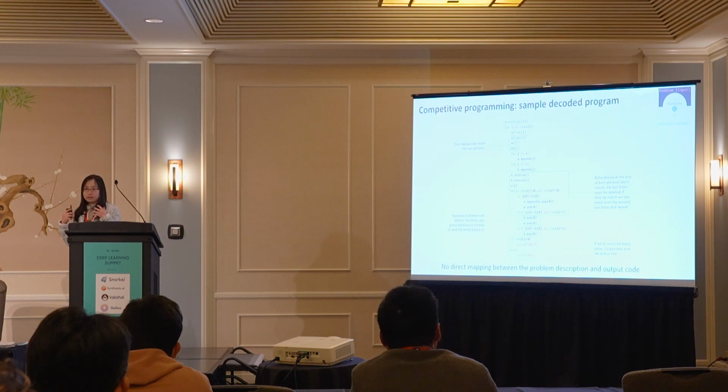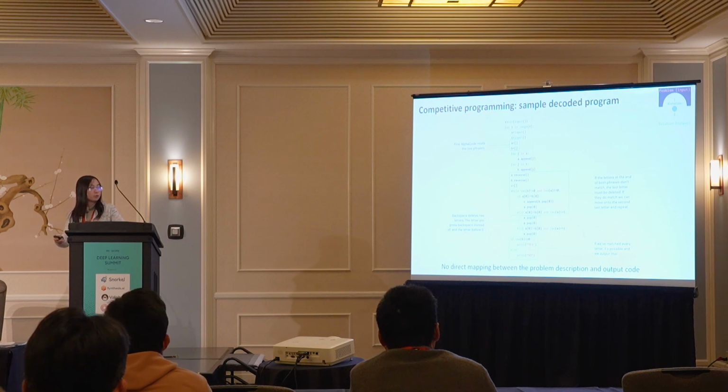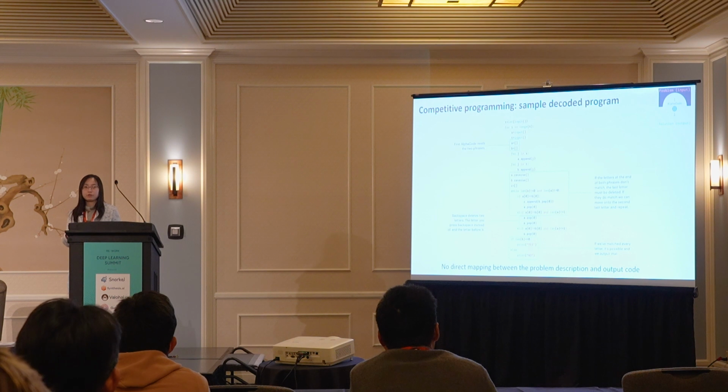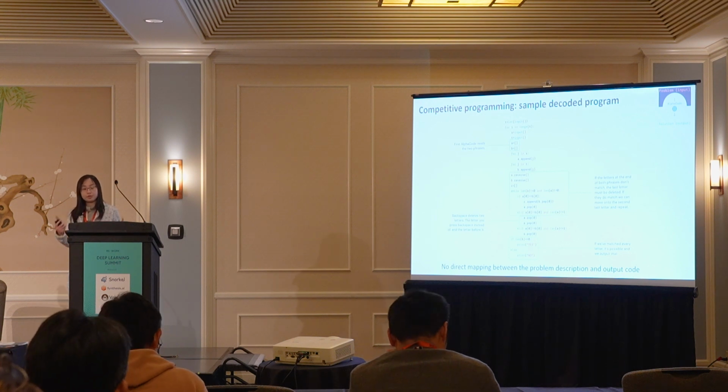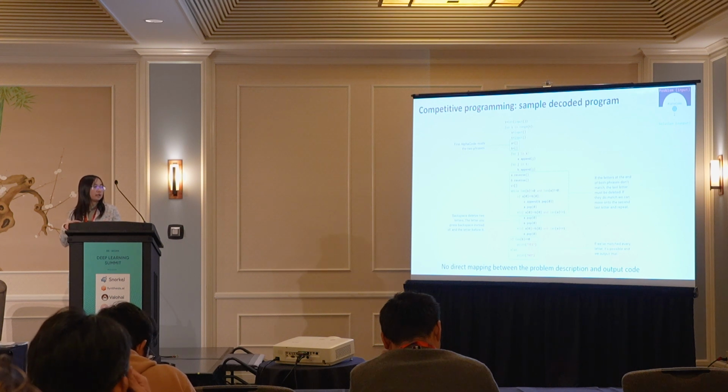Then, given this description, which includes both text and input-output samples, the model is required to generate the corresponding code. So here I'm showing an example of a Python solution correctly generated by the AlphaCode model. If we look into this code, we can see that there's no direct mapping between the problem description and the output code. So the model doesn't only need to understand the problem description, but also needs to come up with an algorithm to achieve a good compute complexity and solve the task in the required time.